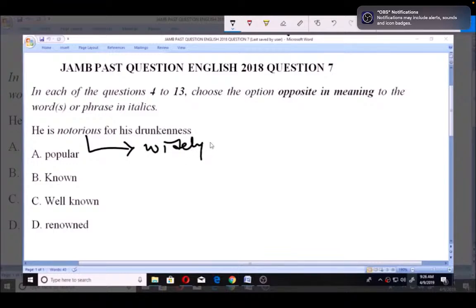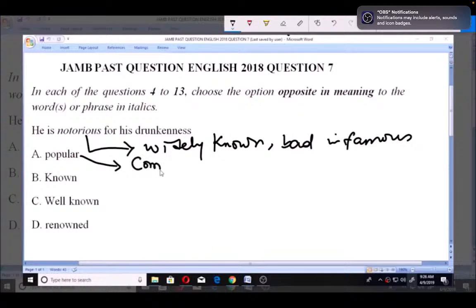So I'm going to write it down. Widely known for something bad. Let's take a look at the first option, popular. What is popular? Popular simply means common among the general public, something that everybody knows about. Common among the general public. That is the meaning of popular.